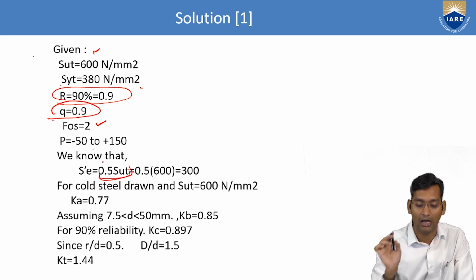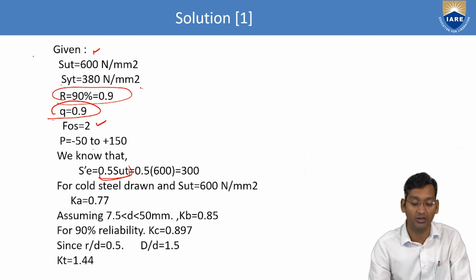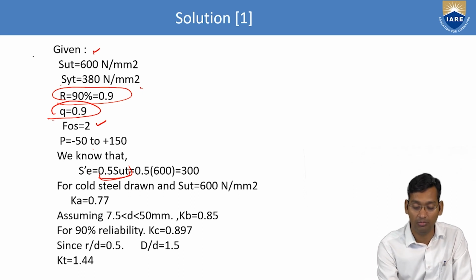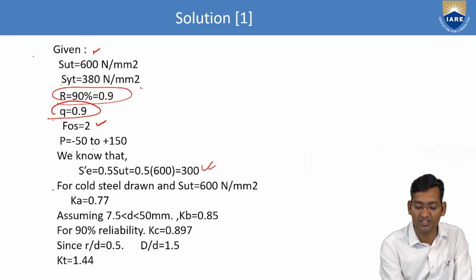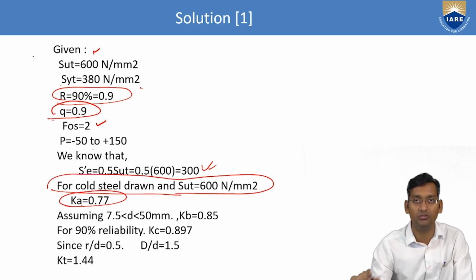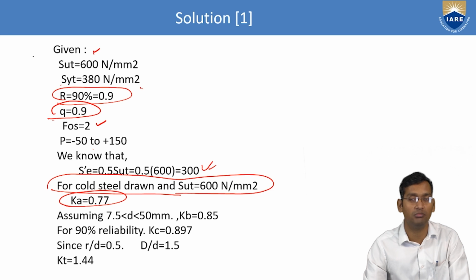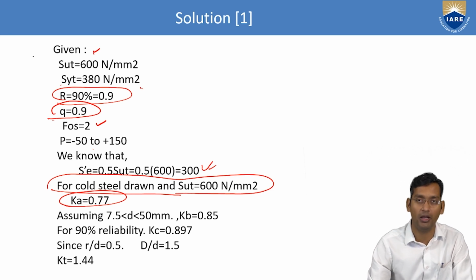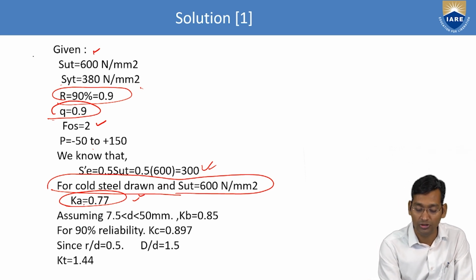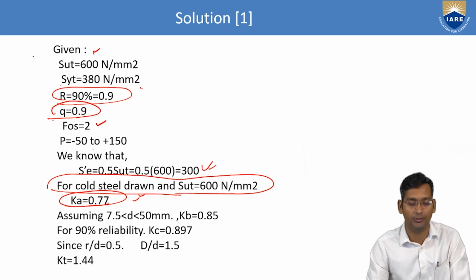Okay, we know that S dash E is 0.5 SUT. As I already told you, this is given according to the material. So SE is 0.5 SUT. So 0.5 into SUT, which is 600, so that is 300. Right? Now for cold drawn steel and SUT 600 Newton per mm square, Ka equals 0.77. That is from the book, you will get the table there, or else that value will be given directly in the question itself. Right? So now the Ka value is 0.77.